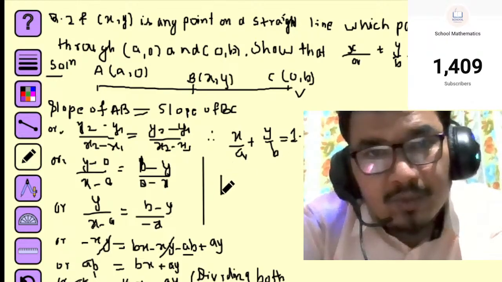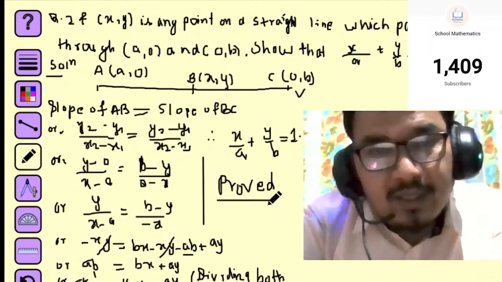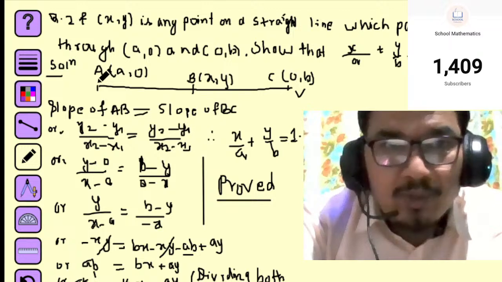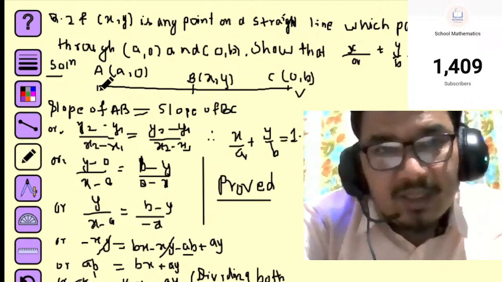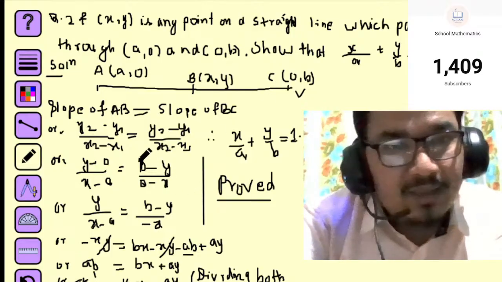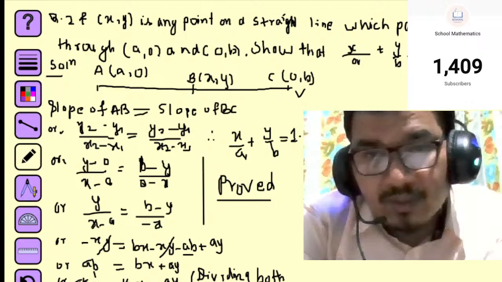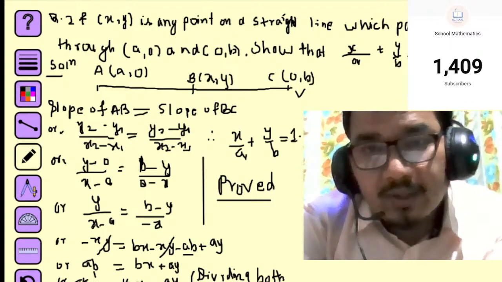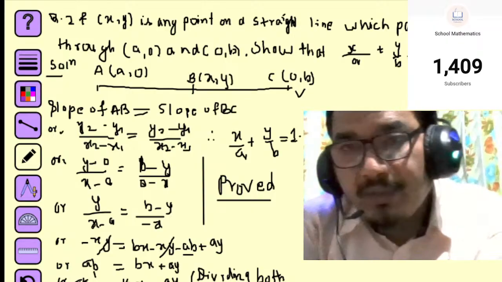This was asked to prove and we have proved it. This is a question related to collinear, where collinear means the points which lie on the same line. That time we have to find the slope of AB and slope of BC. They lie on the same line, that's why their slope will be equal. That condition we are using here. I hope you understood, and today this much only. Keep watching my videos.